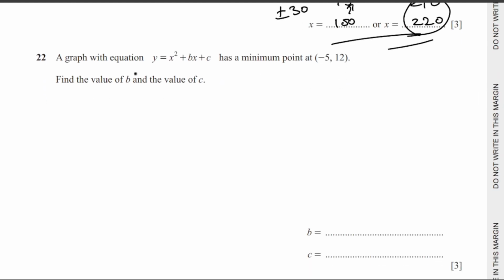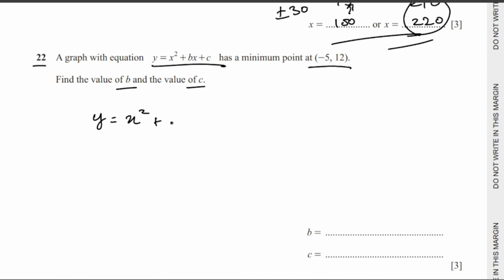Amazing. Question number 22. A graph with equation this has a minimum point of this. Find the value of b and c. All right. So what we need to do over here is completing the square, right? So we need to do this.